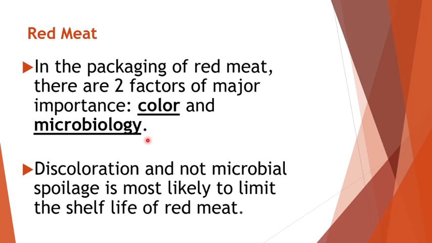In the packaging of red meat, there are two factors of major importance, color and microbiology. These are our very critical factors. In horticulture, we have learned about respiration and transpiration. But for flesh foods, specifically red meat, color and the microbiology of the red meat are very important. Now, between the two, color is more important, because it is likely to limit the shelf life of red meat.